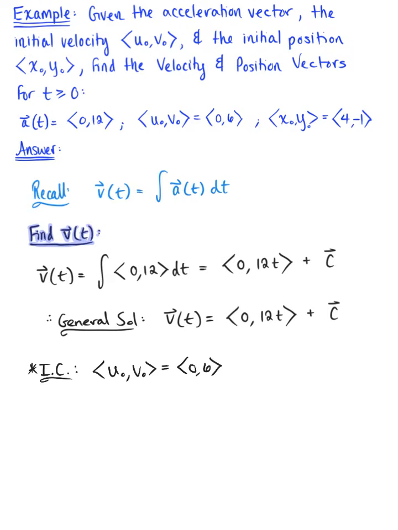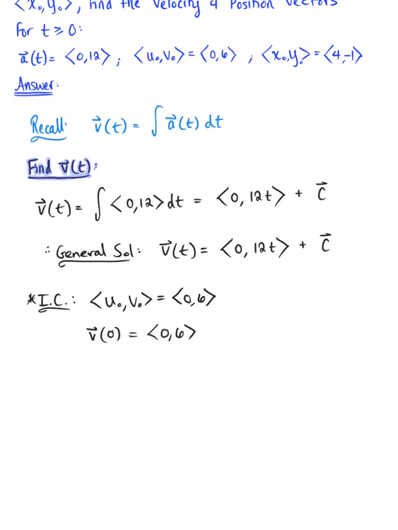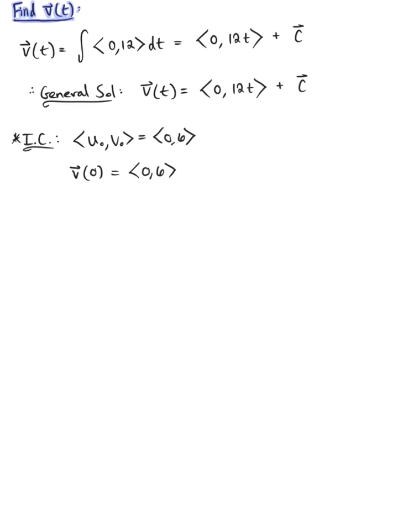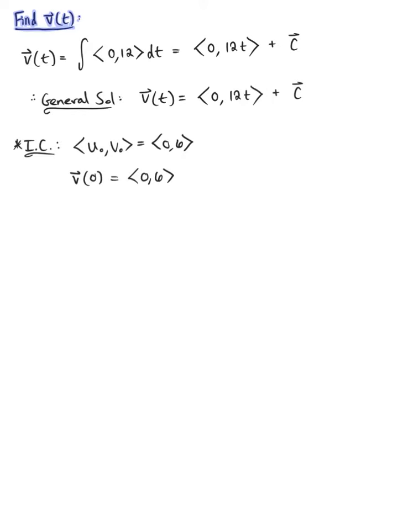0, 6. So another way to think about this initial condition is that at the very first t value, where t is equal to 0, the velocity at t equal to 0 is defined by the vector 0, 6. So we're going to take our general solution here and evaluate at this initial condition. So here we go. We have the vector 0, 12 times 0, plus our arbitrary constant vector c is equal to the vector with components 0, 6.